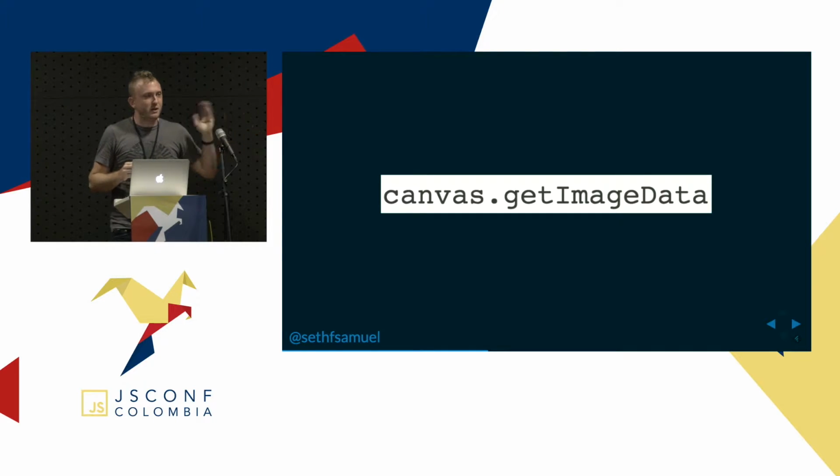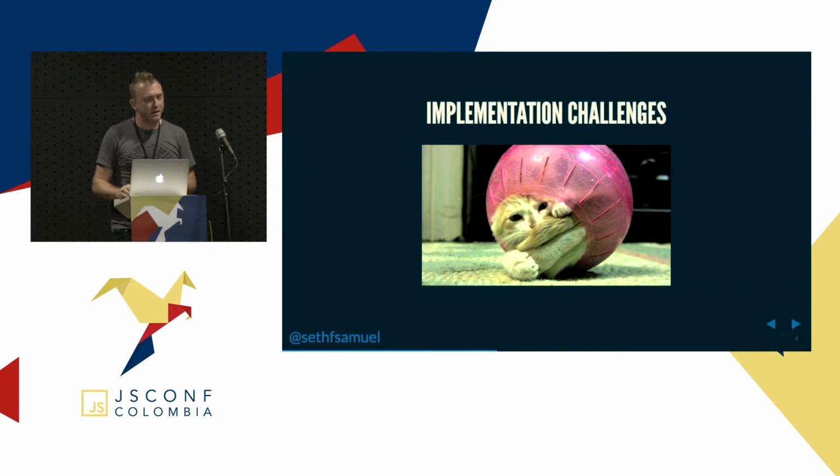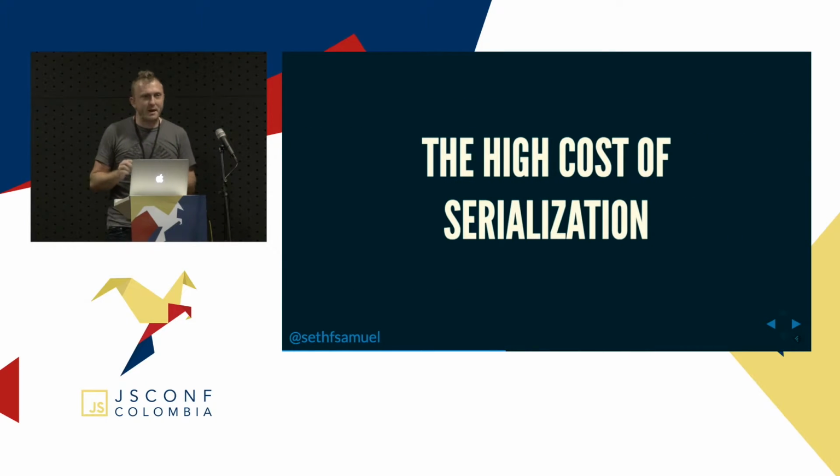And we can get it out because it's an HTML canvas, and we have getImageData, which just returns every pixel in the canvas as an array of data. All right. Implementation challenges: it's not that simple. The main one here is that serialization is really expensive. It's expensive to get data into OpenGL, and it's really expensive to get it out of the canvas.